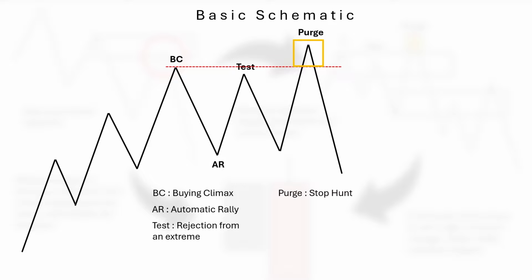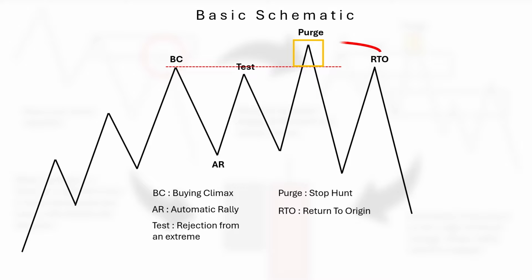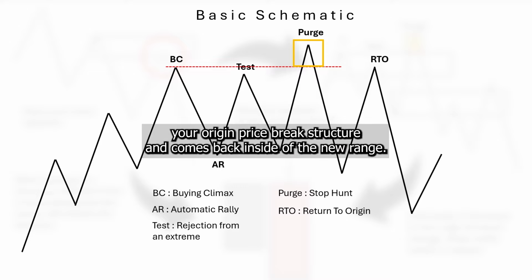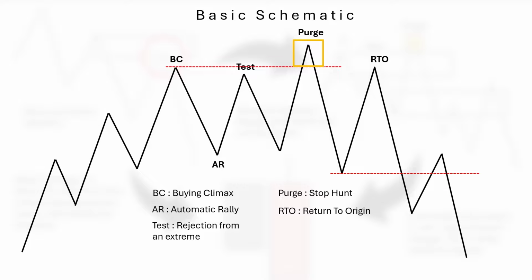So now, once price completely breaks structure and comes back inside of the range and rejects again, this would be your RTO. What is your RTO? Return to origin. Price coming back to the origin. Now, post your origin, price breaks structure and comes back inside of the new range. This would be your sign of weakness.